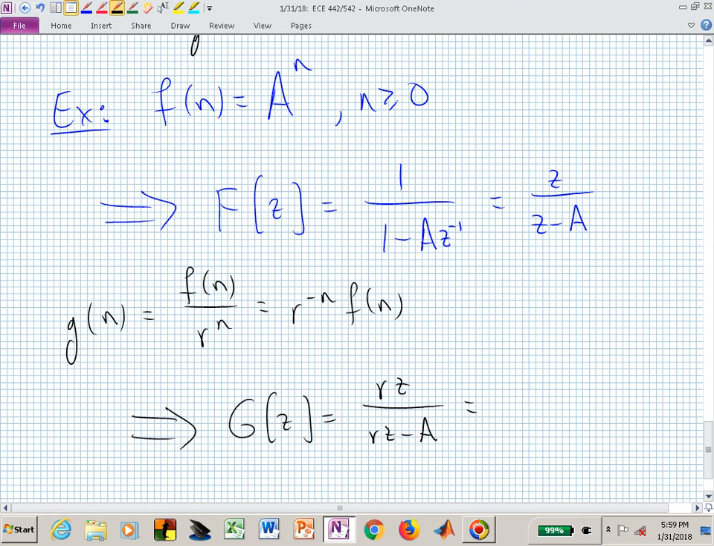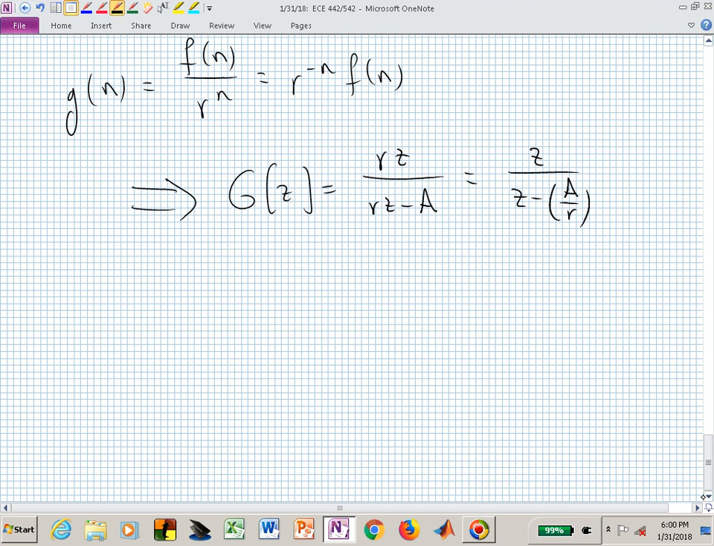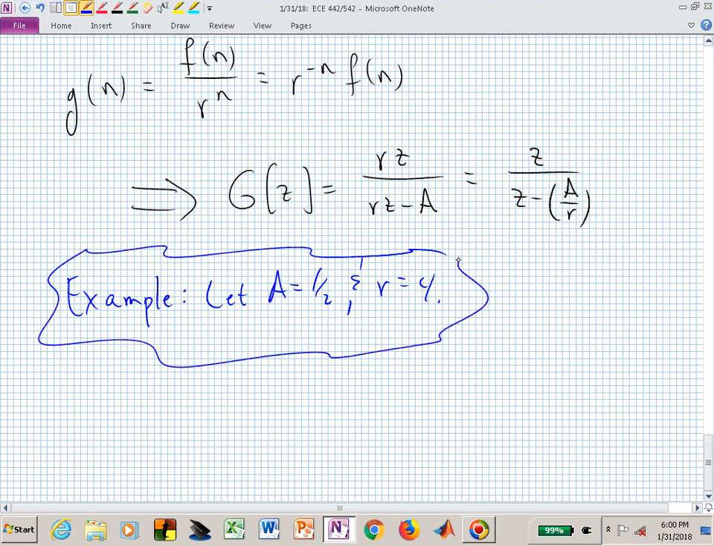You could factor out an r from the numerator and the denominator and cancel it, and you have z over z minus a over r. And that's really what you have with g of n. It's now a over r, both raised to the nth power. And if you wanted to make it even more concrete, maybe you could let a be 1/2 and r equal 4, if numbers make you feel a little bit better. And then you could see the relationship between, or the application of, this property.